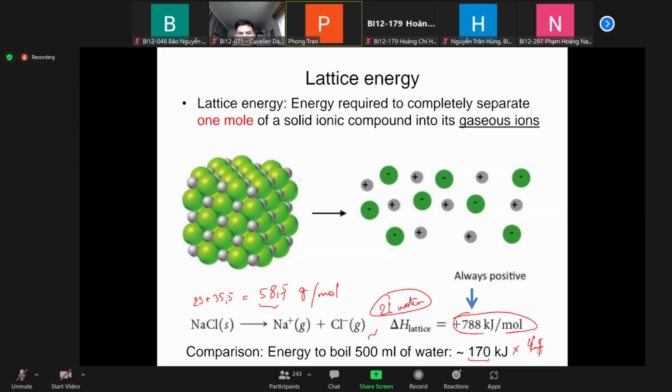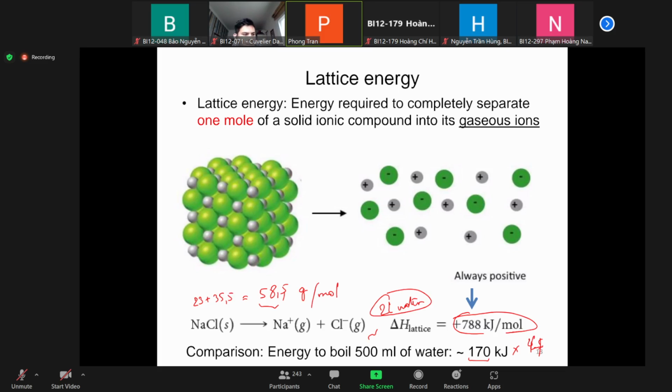Does that mean you don't need to put in a huge amount of energy to break the bonding of sodium chloride in water? You get what I mean? Yes. Can you feel my demonstration?